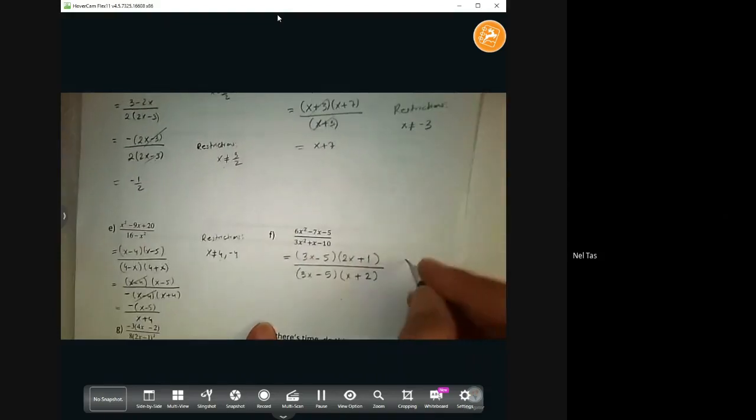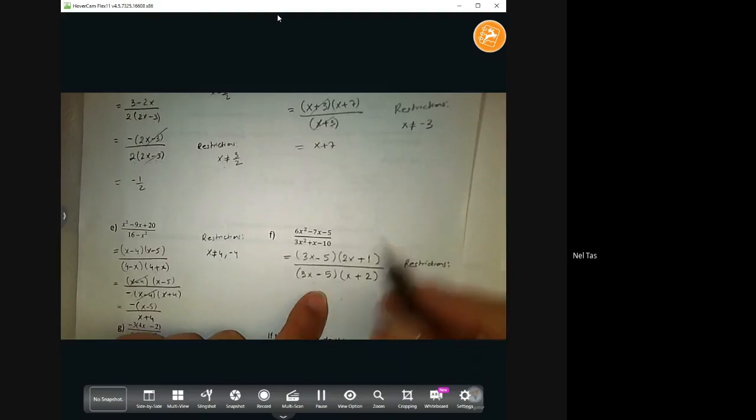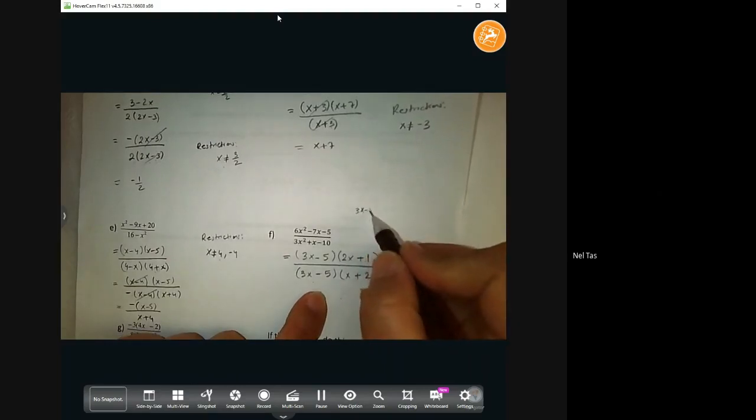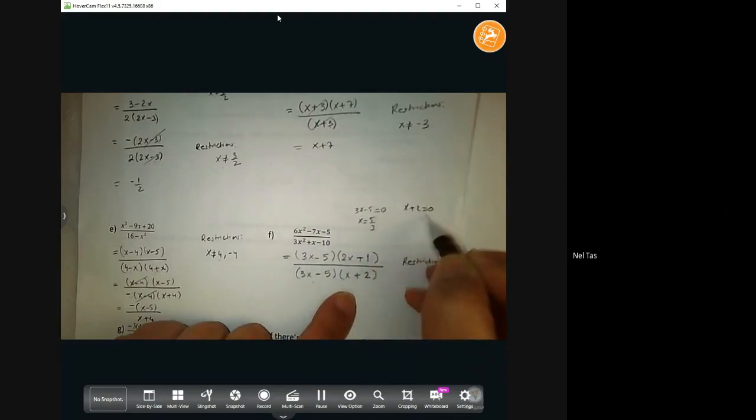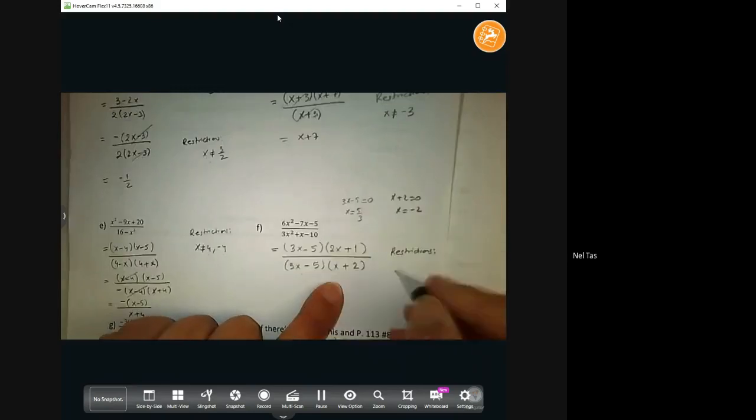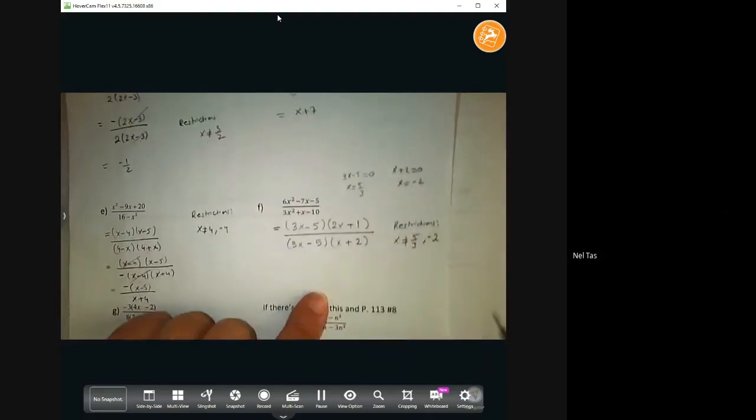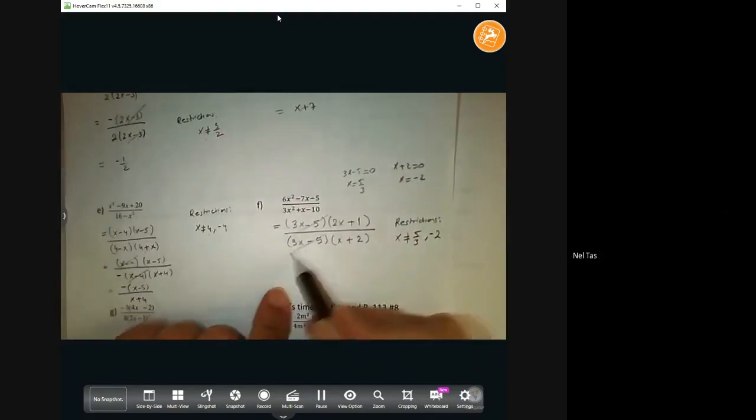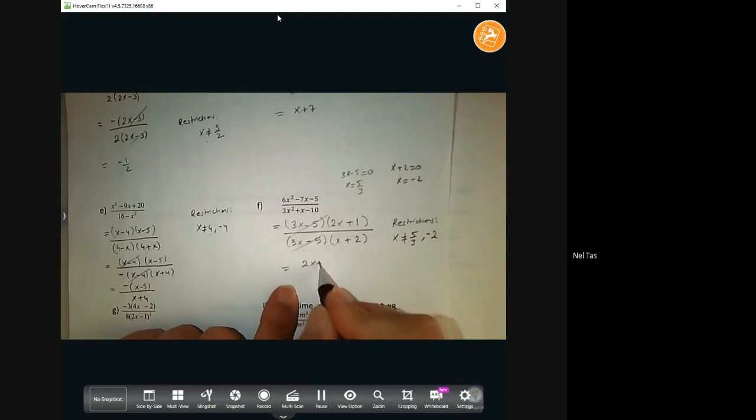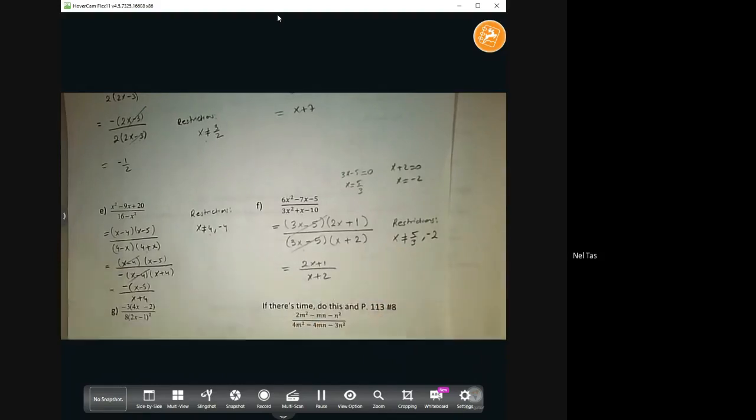Okay, now state the restrictions. Again, you take each factor, make it equal to 0, and solve for x. So 3x minus 5 equals 0 gives you x equals 5 over 3. x plus 2 equals 0 gives you x equals negative 2. So restrictions are x cannot be 5 over 3 or negative 2. And now you can simplify, and you end up with 2x plus 1 over x plus 2.